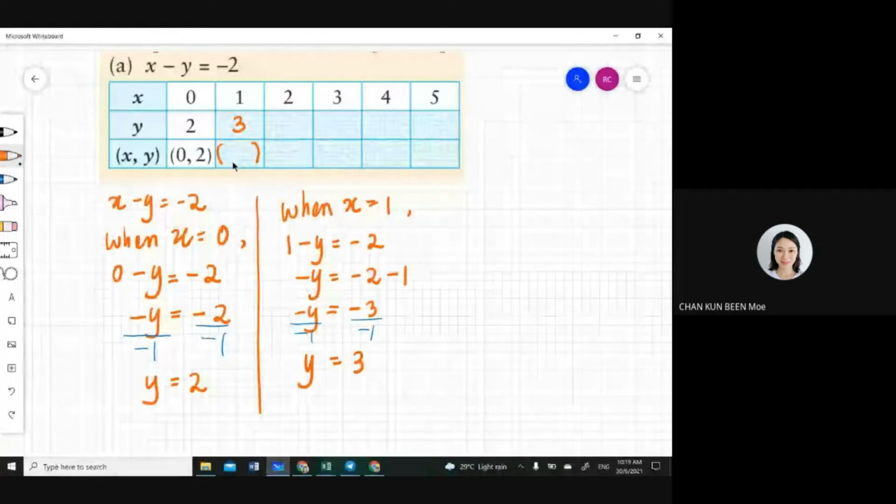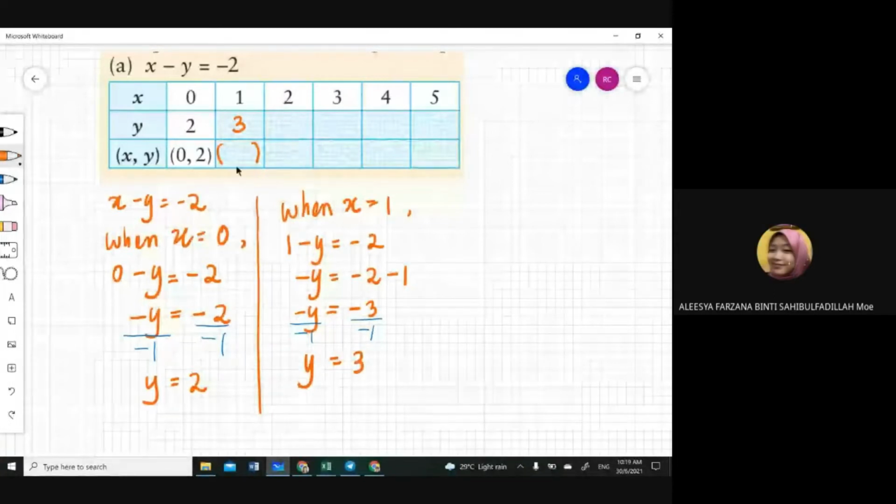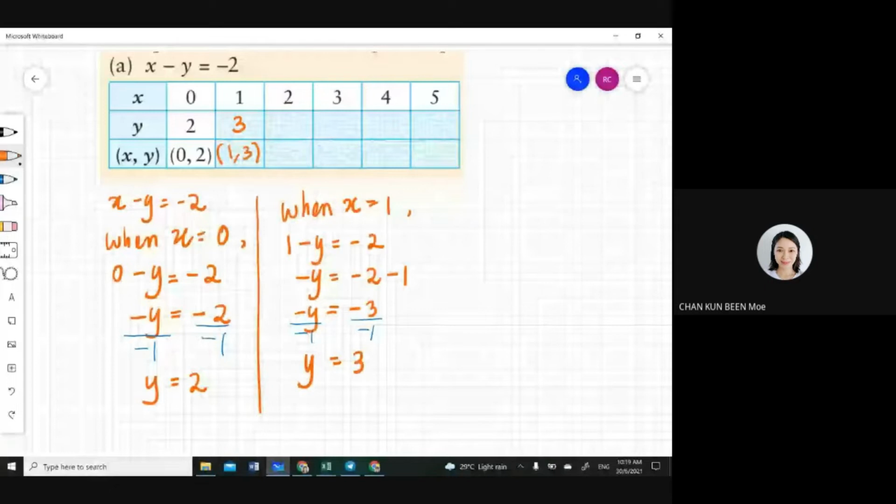Any idea? Simple, you just need to copy down from the value of x and y. What is that? Timothy said 1, 3. Okay, that's correct. Thank you. 1, 3. Okay, I move on now. So we need to find all the value over here.